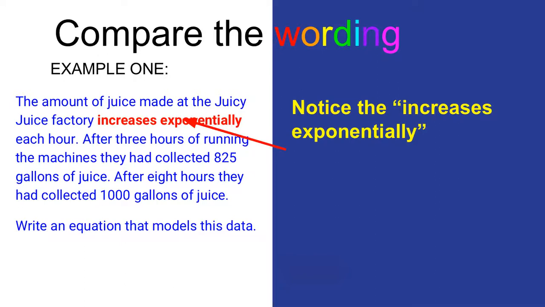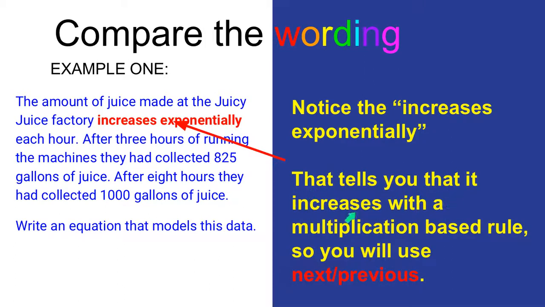The amount of juice increases, and it says it increases exponentially. So notice that, increases exponentially. That tells you that it increases with a multiplication-based rule, because exponential is repeated multiplication, and therefore you're going to have to calculate that by doing division. Division will undo the multiplication, and that will solve and build the exponential for you.